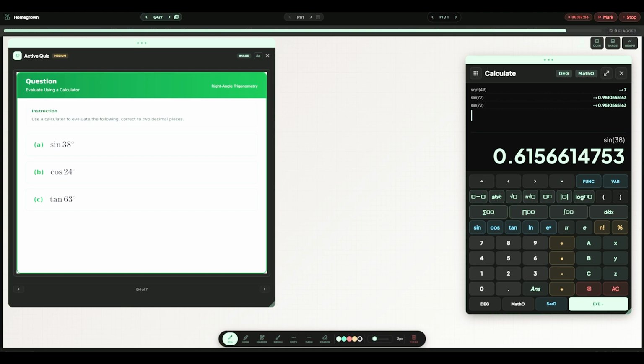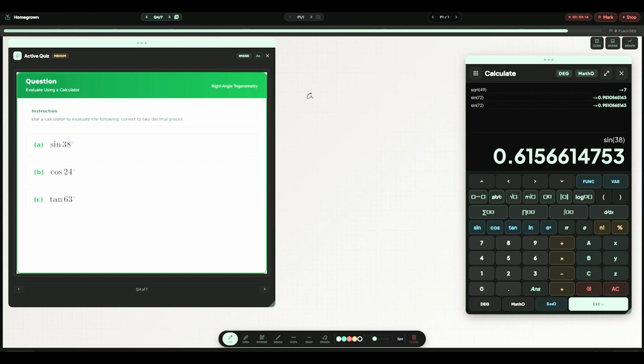0.61566147553 would be sine 38 degrees. Now, you need to double check to make sure your calculator is in degrees. Mine is, but you need to double check it. You might be in radians or something. So, the next thing we need to do is round to two decimal places.